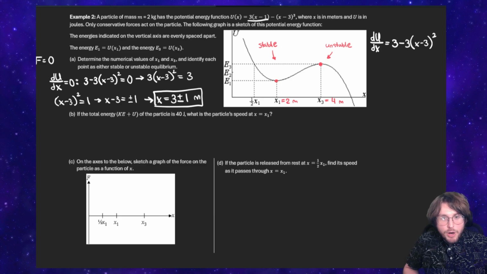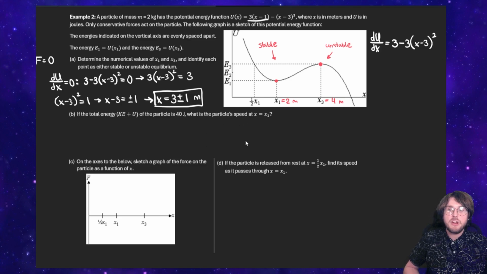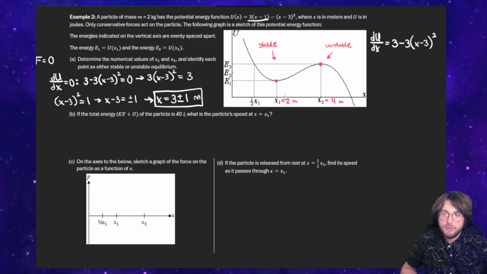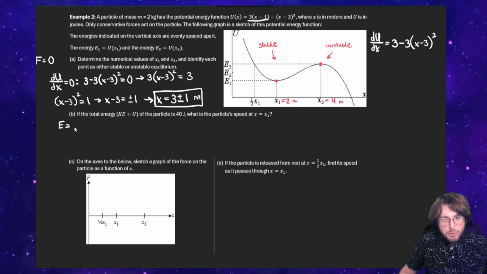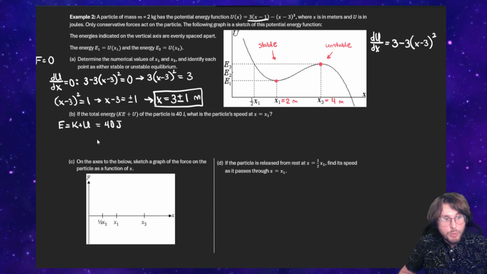All right, next part B. We're being told that the total energy, so the sum of kinetic and potential of the particle, is 40 joules. And knowing that, we're being asked to figure out the particle speed at x1, so at the 2 meter position. So for this, the total energy, if we establish it as K plus U equal to 40 joules, it seems like we're going to need to figure out what the potential energy is, so that we're allowed to solve for the kinetic energy, which is our unknown here.